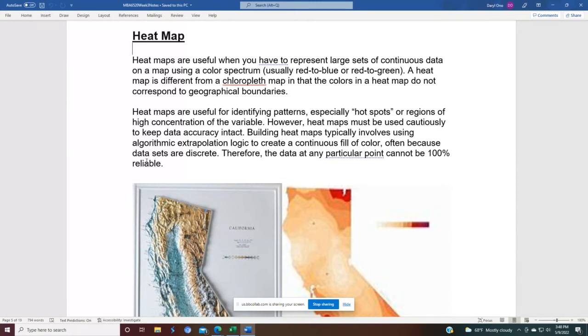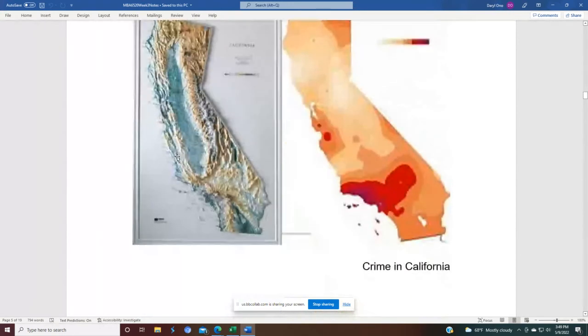Building heat maps typically involves using algorithmic extrapolation logic to create a continuous field of colors, often because the data sets are discrete. Therefore, the data at any particular point cannot be 100% reliable. And what does that mean then, right?